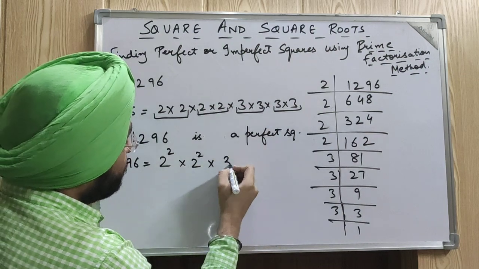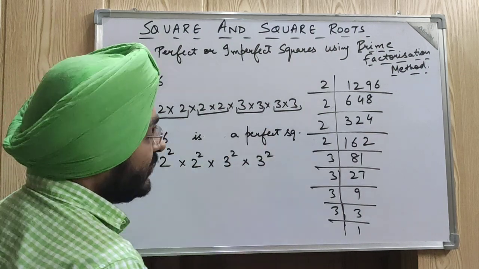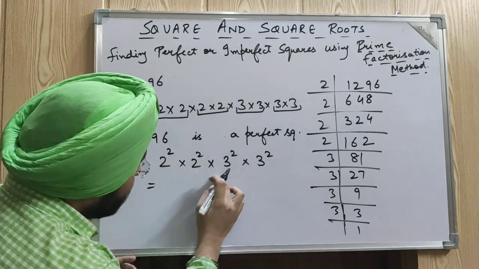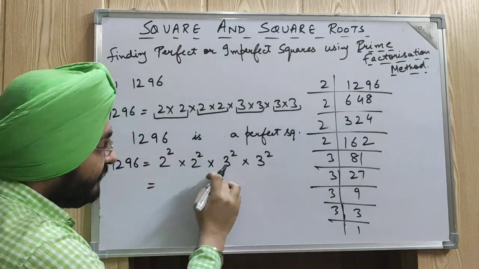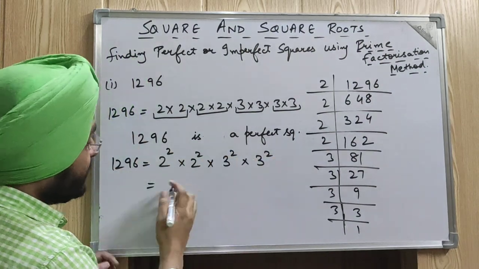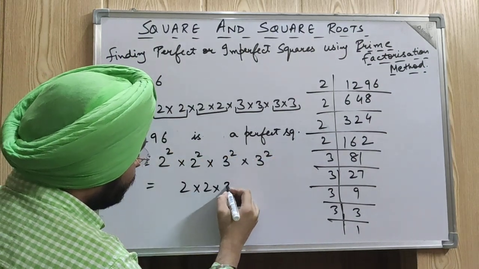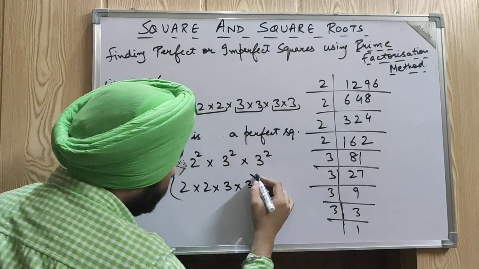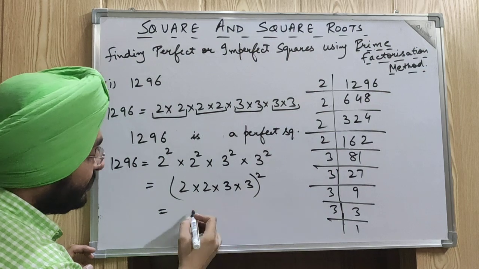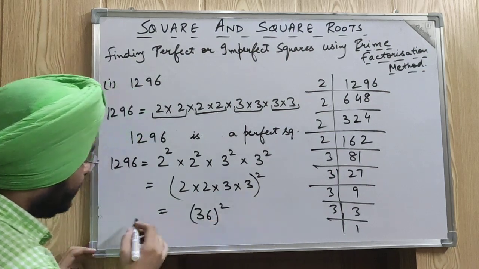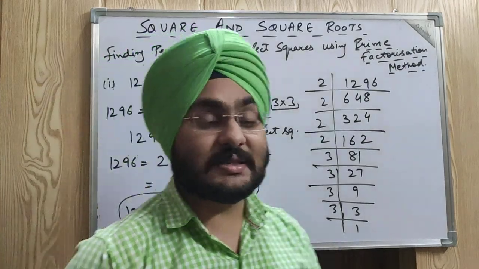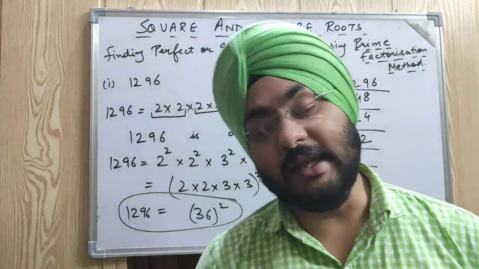2 square. 3 into 3, 3 square. This 3 into 3, again 3 square. Okay, I write here the bases are different and the exponents are same here. So can't I write in this way? 2 into 2 into 3 into 3 whole square. 2 into 2 will be 4, 4 into 3 will be 12, 12 into 3 will be 36. So I can say here as this 1296 is the square of 36 here.